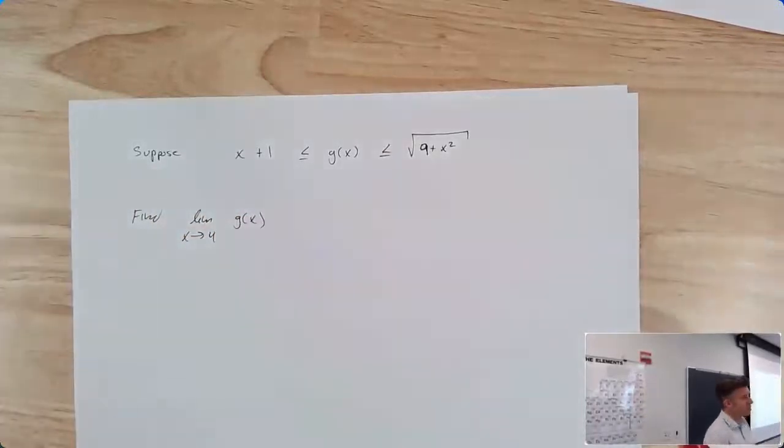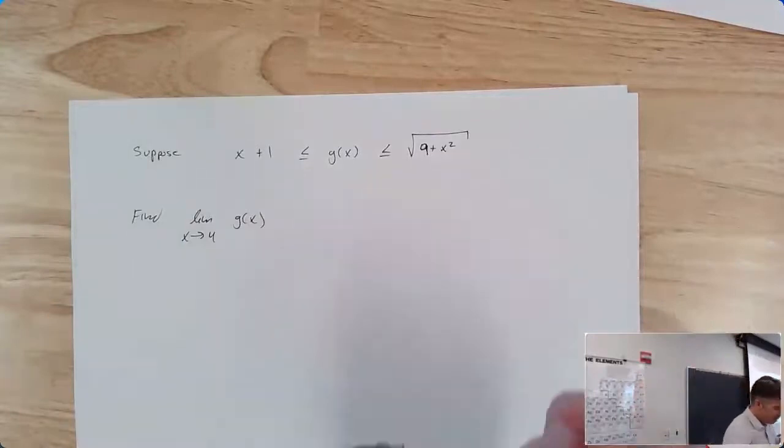Well, this question is screaming squeeze theorem, right? You were given this compound inequality where the thing you're trying to find the limit of is in the middle. To be able to use the squeeze theorem, we have to get that the two outer functions have the same limit. If they don't, we're stuck. You're done, right? You can't use the squeeze theorem. But they end up working out here.